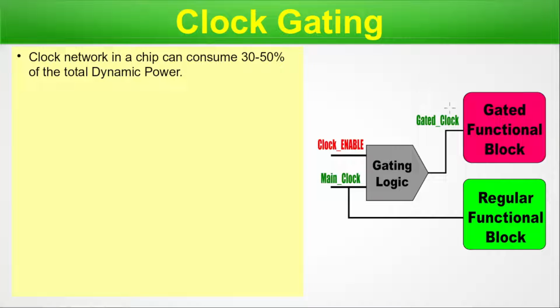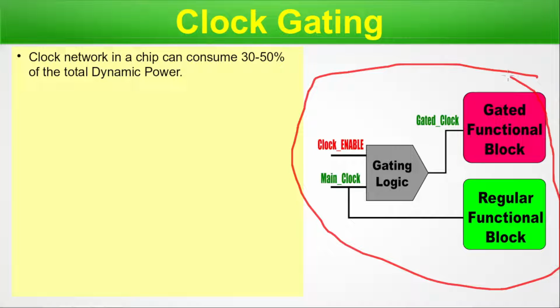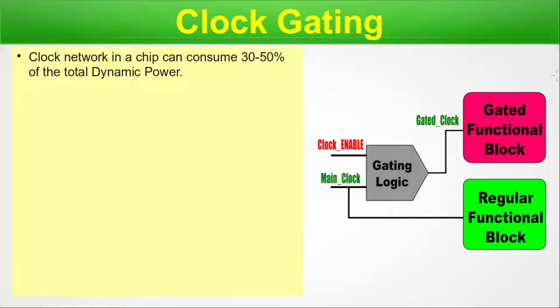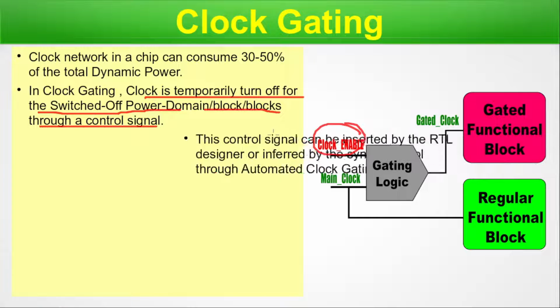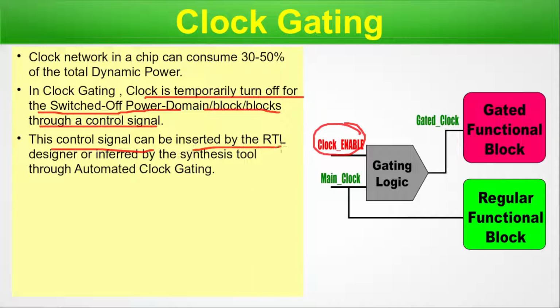So this is a pictorial representation, or infographic, that you can use to understand clock gating. In clock gating, the clock is temporarily switched off for power domains or blocks through a control signal. The control signal is nothing but the enable signal. It can be inserted by the RTL designer or inferred by the synthesis tool through automated clock gating. When you do this through RTL, you have to use UPF. I have already told you that we have a series on UPF. In case you do not know, please go to the playlist page and watch that series.